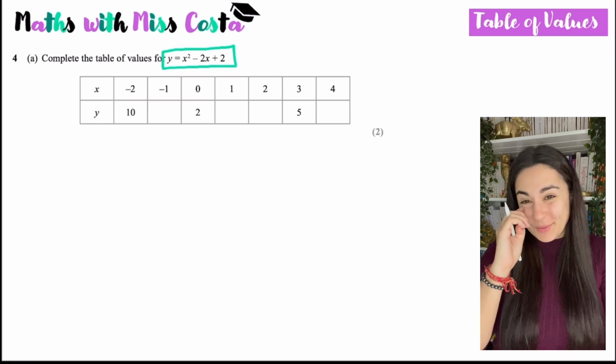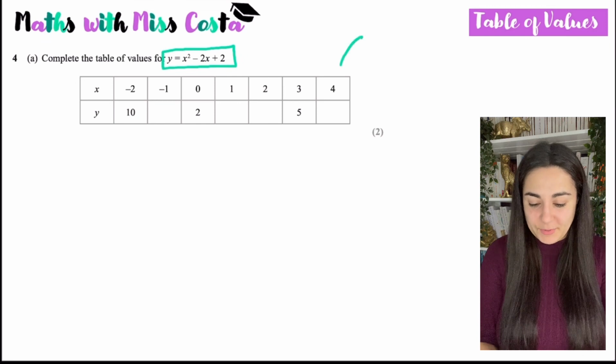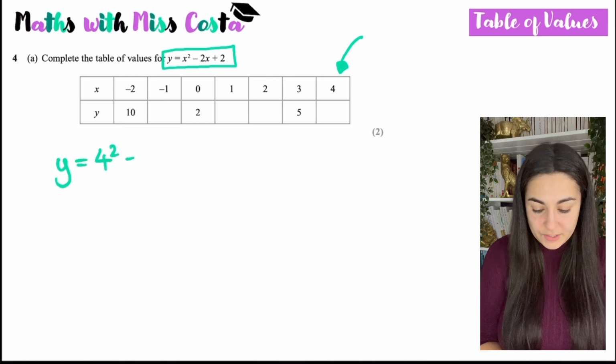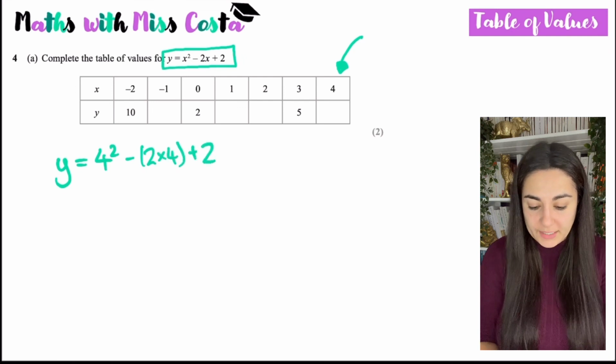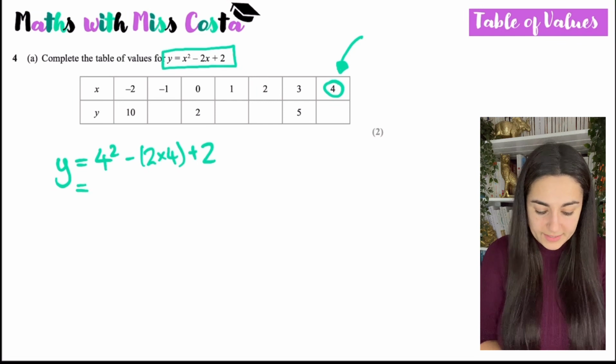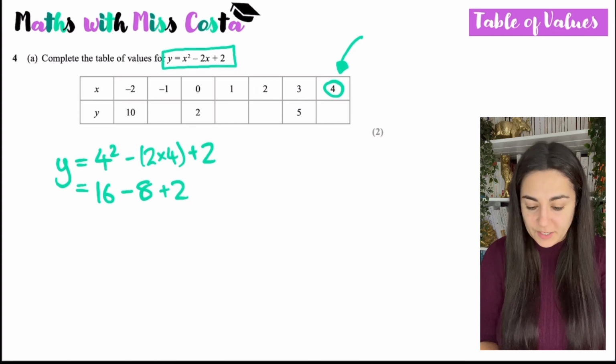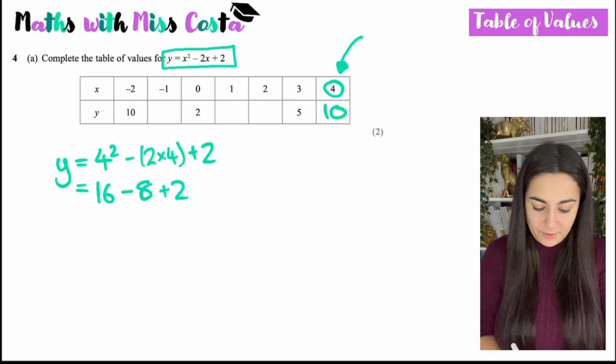So the best thing to do is always start from the positives because it just builds up your confidence and makes you feel better because you're dealing with positive numbers. So y would be 4 squared, take away 2x, which would be 2 times 4, plus 2. So all you're doing is substituting 4 into the equation. So 4 squared is 16, 2 times 4 is 8, plus 2. So 16 take 8 is 8 plus 2 is 10. So that's the missing value for this one.